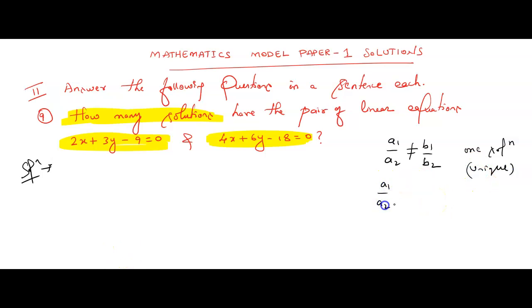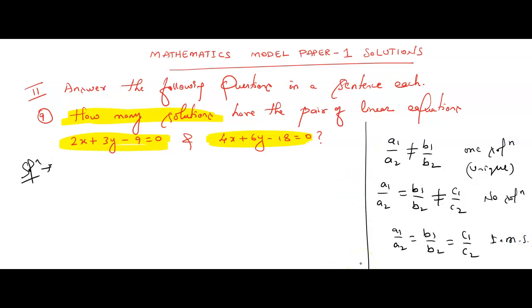Similarly, if a1 by a2 is equal to b1 by b2 but does not equal c1 by c2, then we call it no solution. If a1 by a2, b1 by b2, c1 by c2, all these values are equal, then we say that there are infinitely many solutions. Already I have discussed this very clearly and deeply by drawing a respective table in my last session.